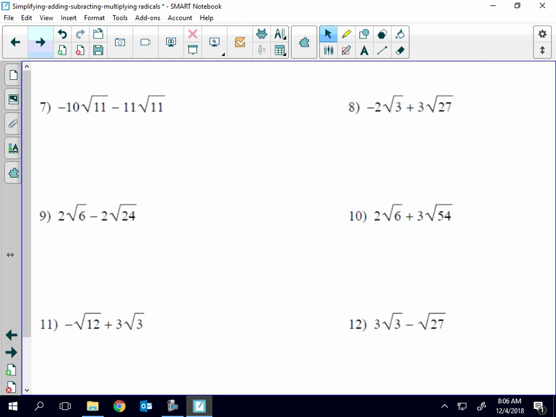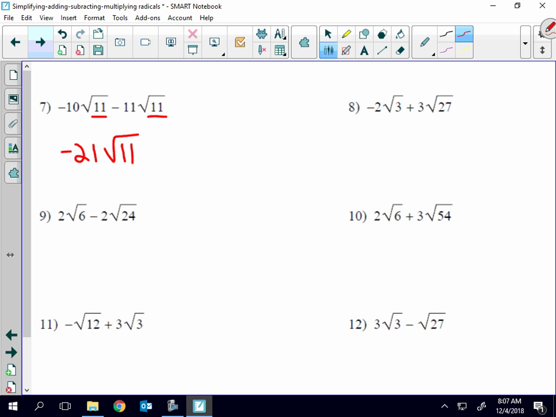All right, 7. Did we just do 7? No, I guess it was different. 7, we have a radical 11, and you're just combining the numbers out front, which is a negative 21. Pretty easy until they get to number 9, where the radicands are not the same.